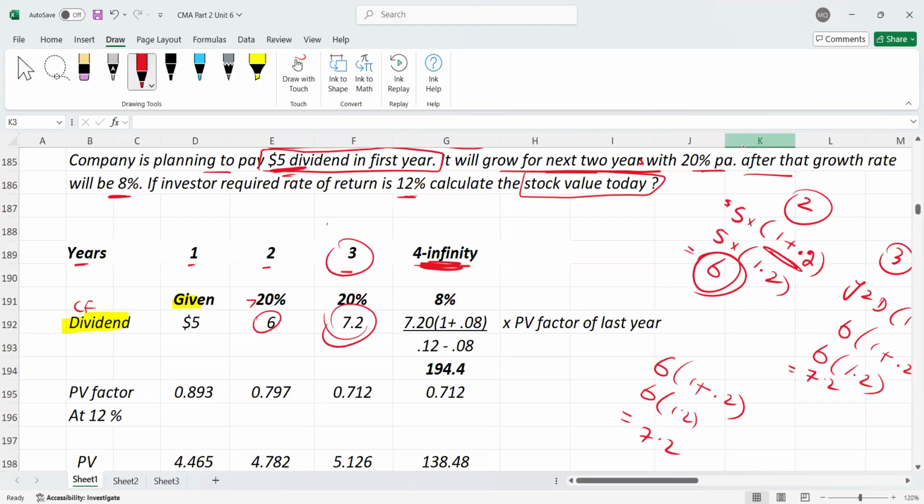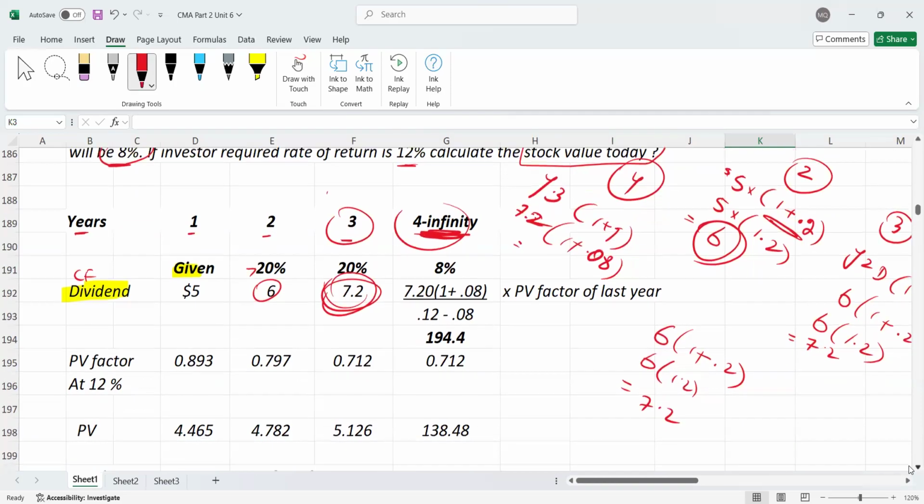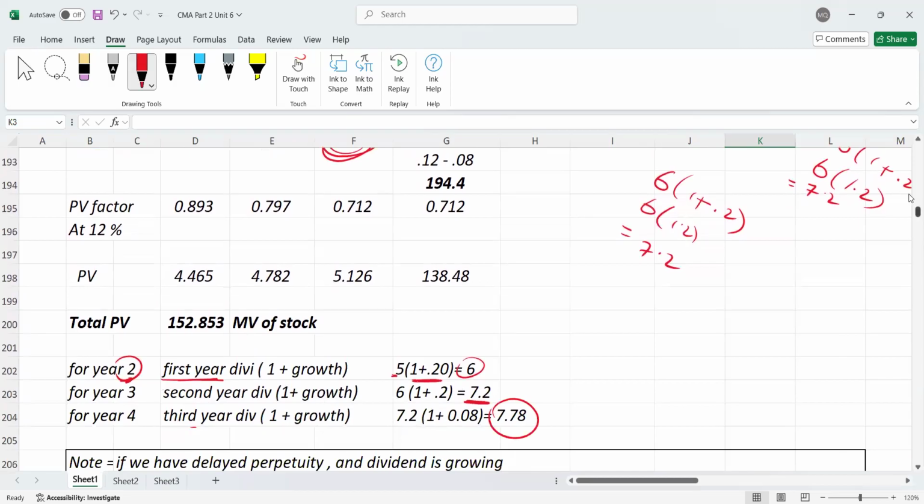And then, for example, I want the dividend for year 4 to infinity, because in the question he told you that after that the growth rate is 8%. So for year 4 to infinity, I will take the year 3 dividend times 1 plus growth. And the year 3 dividend was how much? 7.2, right? Times 1 plus growth. Growth is now 8%, 0.08. So 7.2 times 1.08 will give you the amount of dividend for year 4 onward. So this amount is 7.78.